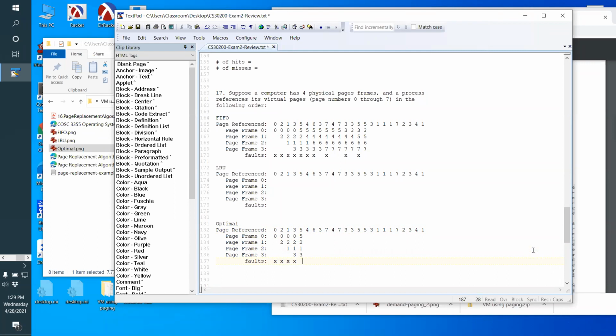Page fault, page fault. Okay, now we have 4. 4 is not in memory, so we have to kick somebody out. So 5, 2, 1, and 3 are in memory.